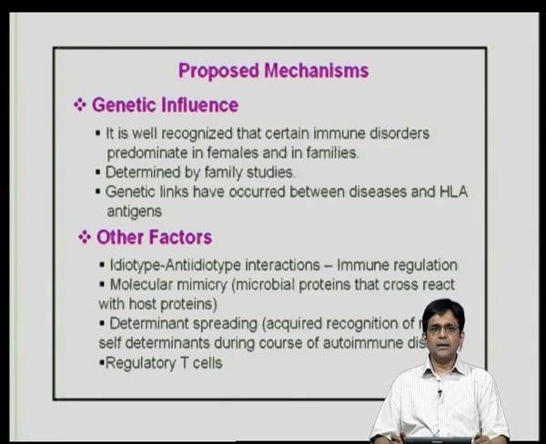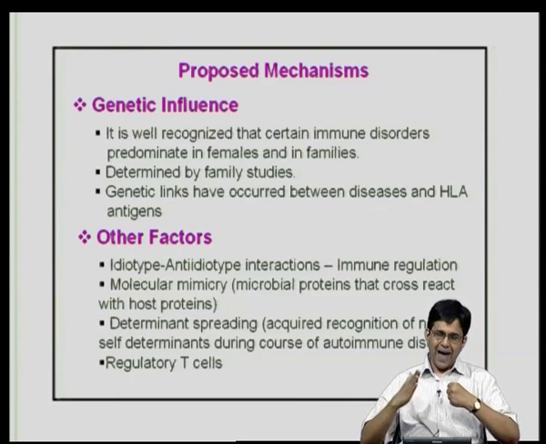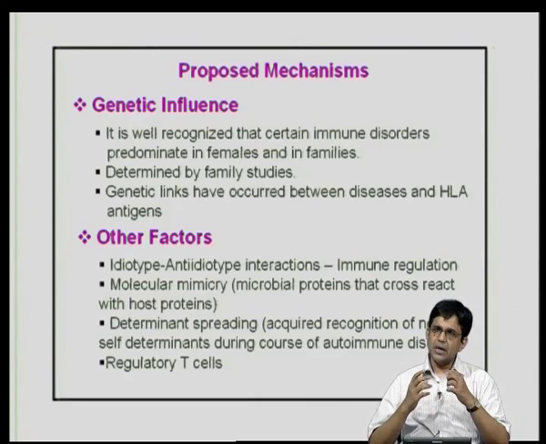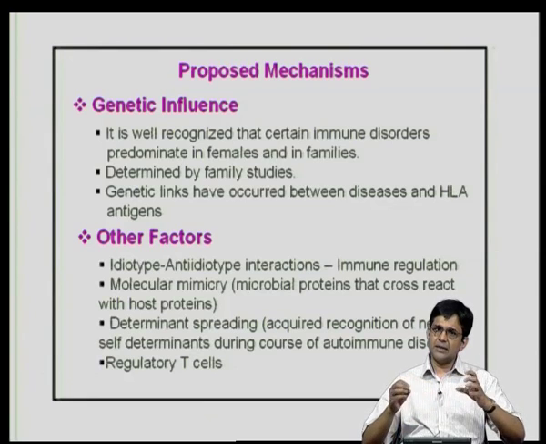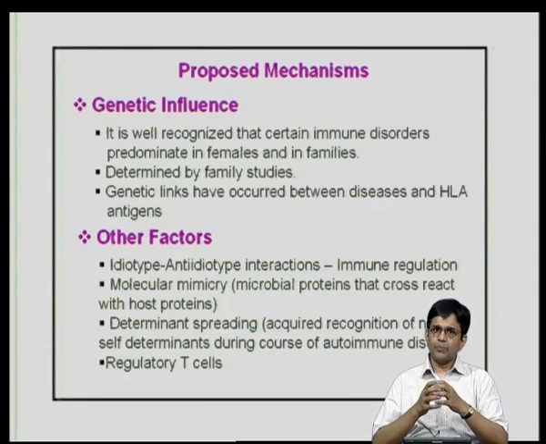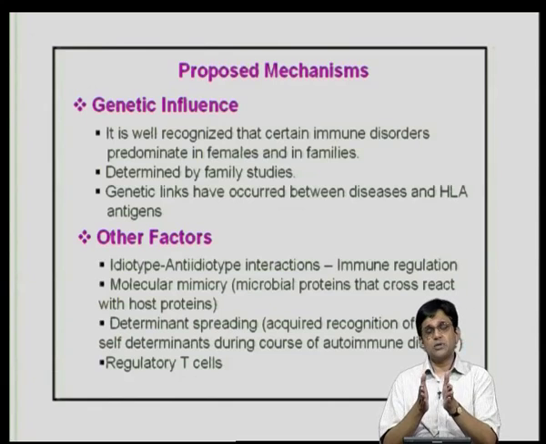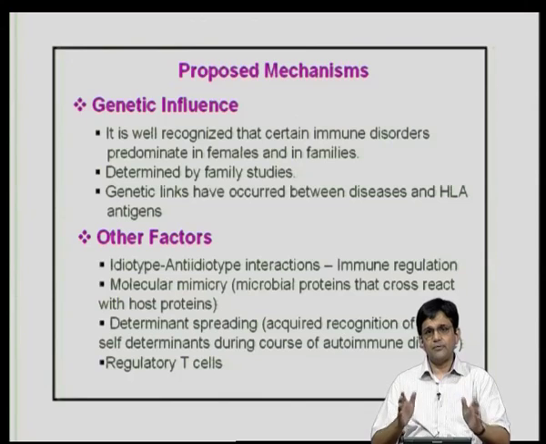The other is determinant spreading. Now, what do we mean by that? You have a particular determinant and you have an antibody response to it. Now, during the course of the immune response, the antibody response changes and the determinant starts spreading. That means it enlarges and your antibody response also enlarges. During this process, it is possible that you generate some cross reactive antibodies against self.